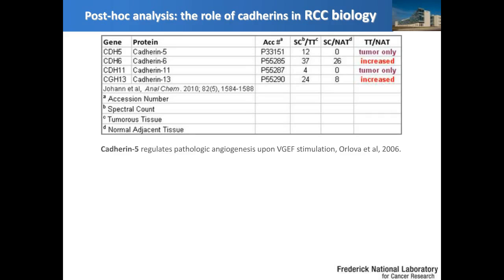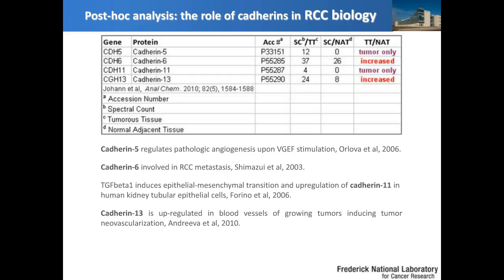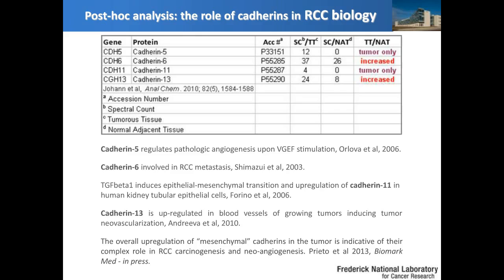So basically now we have seen all these cadherins. Cadherin 5 is known to regulate pathologic angiogenesis. Cadherin 6 is involved in renal cell carcinoma metastasis, and cadherin 11 is involved in epithelial mesenchymal transition and is upregulated in human kidney tubular epithelial cells. Cadherin 13 is also upregulated in growing tumor. Overall upregulation of these, known in the literature as mesenchymal cadherins, in the tumor is indicative of their complex role in renal cell carcinogenesis.